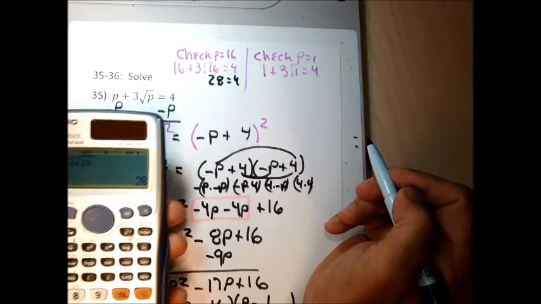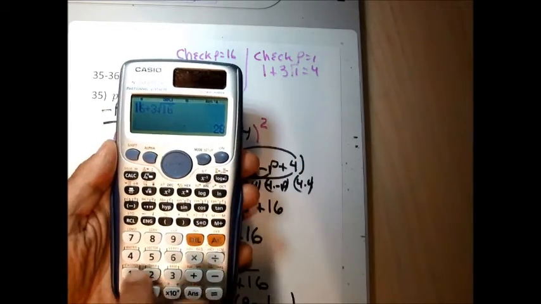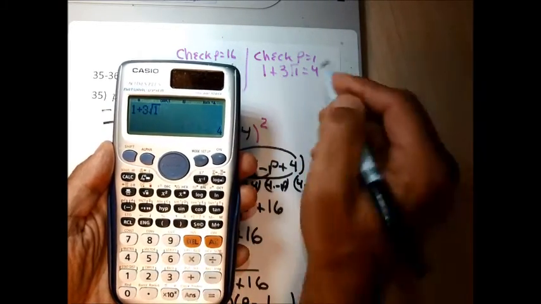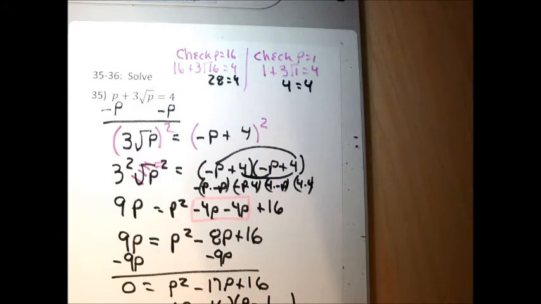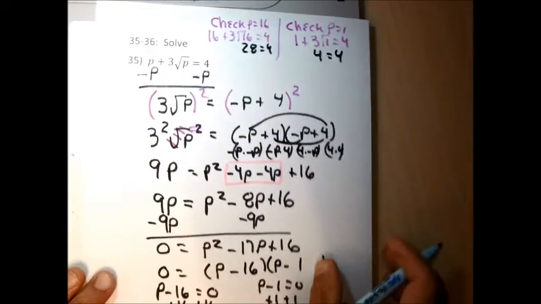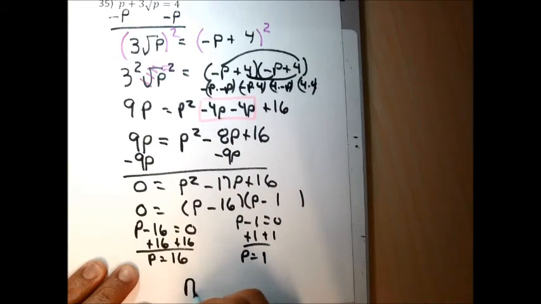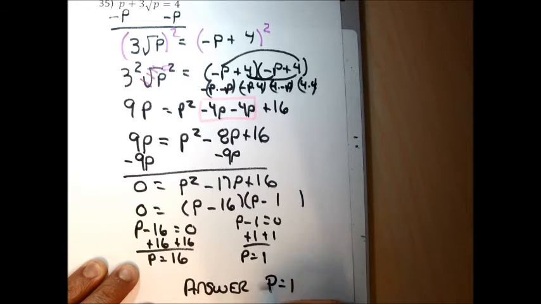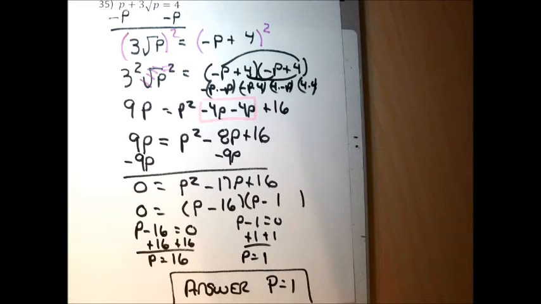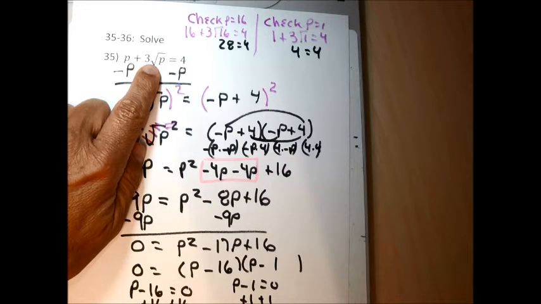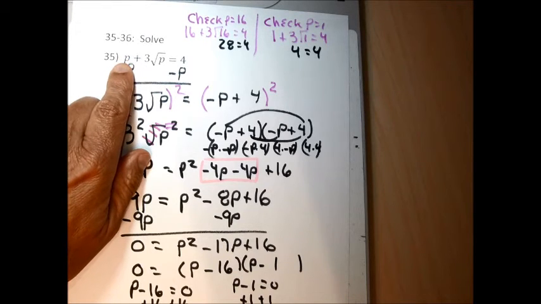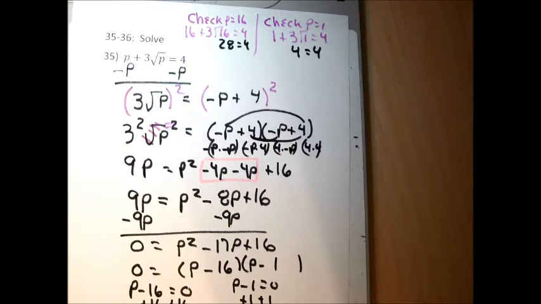So 16 is not an answer. It shouldn't be part of my solution. And then 1 plus 3 square root of 1, that gives me 4 equals 4. That needs to be part of my solution. So the only solution to problem 35 is going to be p equal to 1. So my answer for problem 35 should only include the number that checks, and that's p equal to 1. So there's only 2 problems on the entire review that you absolutely have to check, and they both have a square root that you have to square to get rid of the square root, and there's a letter that's part of the problem that's not under the square root.